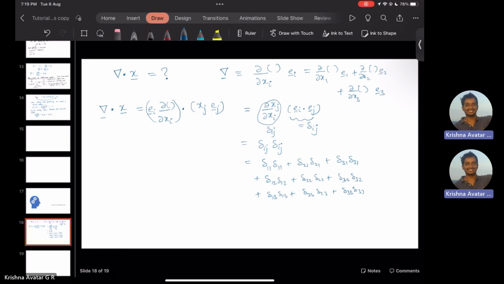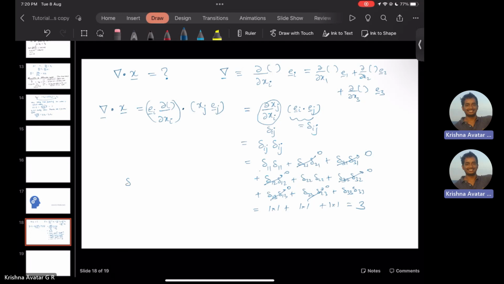Now let's use the properties of the delta function. Delta 1 1 is 1, and delta 1 1 is 1, so this gives us a 1. However, you see delta 2 1 delta 2 1: if the two indices are not the same, the result is 0. So this is 0, this is also 0, this is also 0, and this is also 0. So we are left with 3 groups, delta 1 1 delta 1 1, and so on. Essentially we have 1 into 1 plus 1 into 1 plus 1 into 1, and this gives us the result.